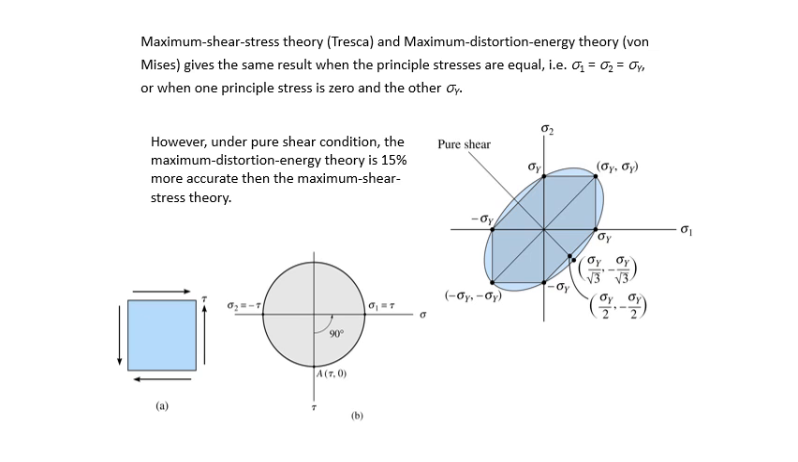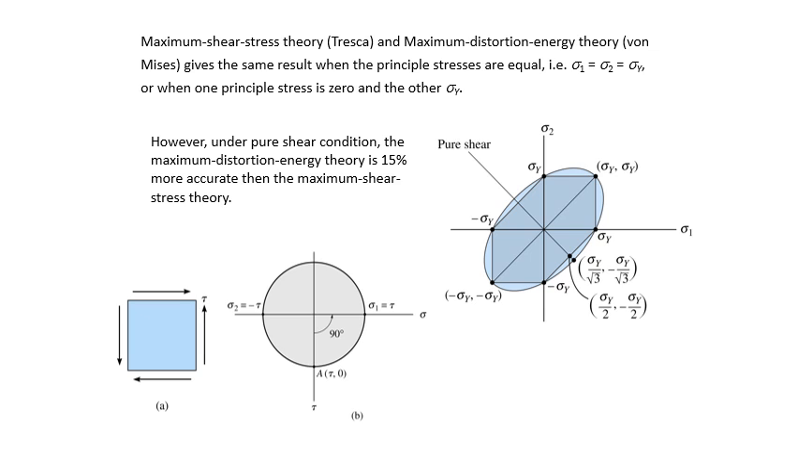Now, if we compare both the maximum shear stress theory and the maximum distortion energy theory, Tresca and von Mises, they give the same result when the principal stresses are equal, i.e. sigma 1 is equal to sigma 2 is equal to sigma yield, or when one principal stress is 0 and the other is sigma yield. So we plot them both and we can superimpose them to have this diagram on the right.